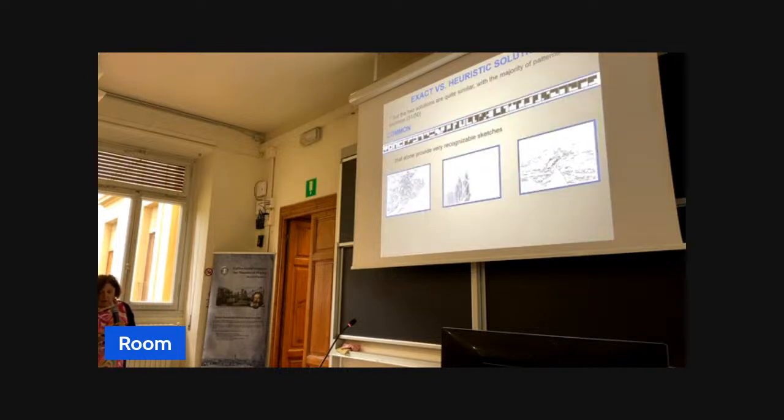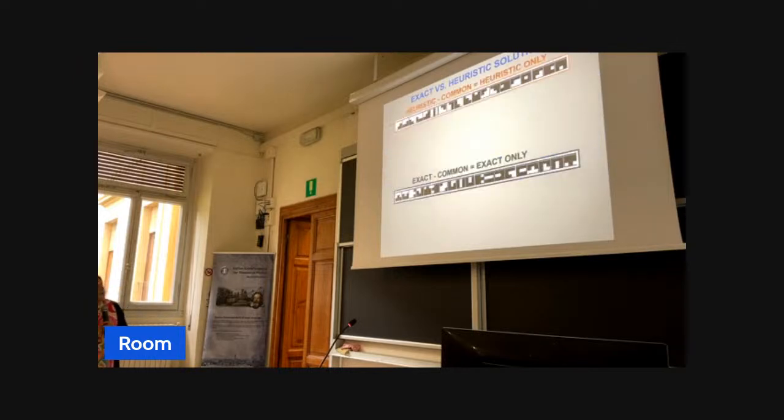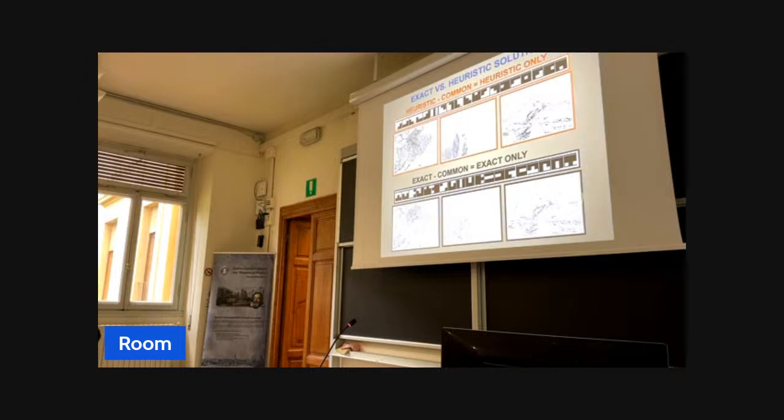There are a lot of features in common in the two sets. If I use just the features that are common to the two sets, I obtain very recognizable sketches. So what we did is to use only the features that are heuristic only or exact only. We exclude all the features that are in common between the two sets, and just from here you can see that the solutions are completely different. This is much better than this.